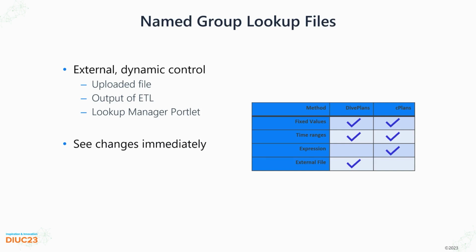This is powerful because it gives you external and dynamic control. These files could be uploaded by you or by users. They could be the result of some complex arbitrary ETL process you have. They could be modified interactively by your users with the Lookup Manager portlet. The users will get to see changes immediately. This is great, and we've had this for a long time in dplans of the model engine. What's new this year is now they're available in C plans as well.